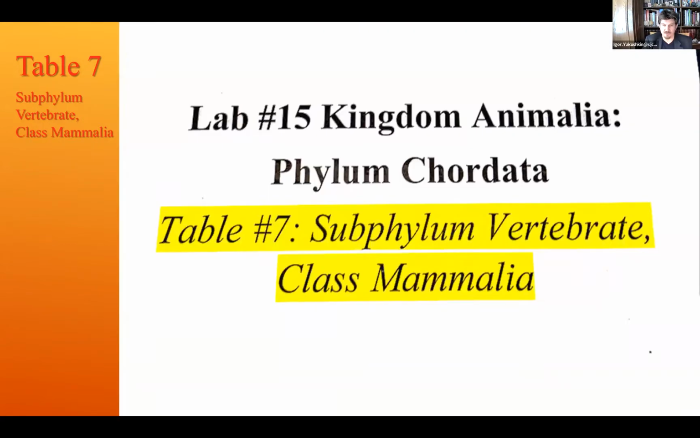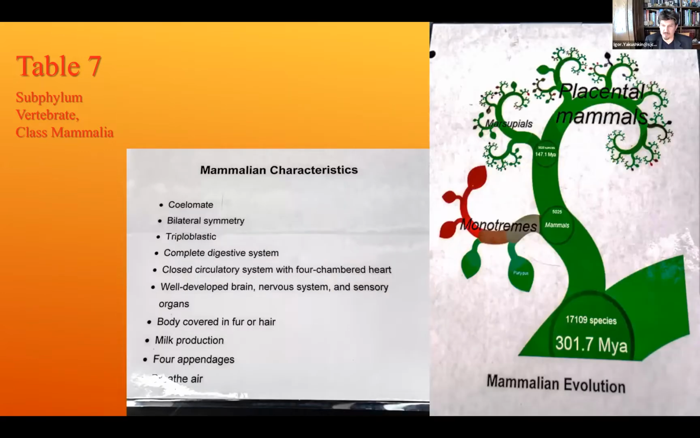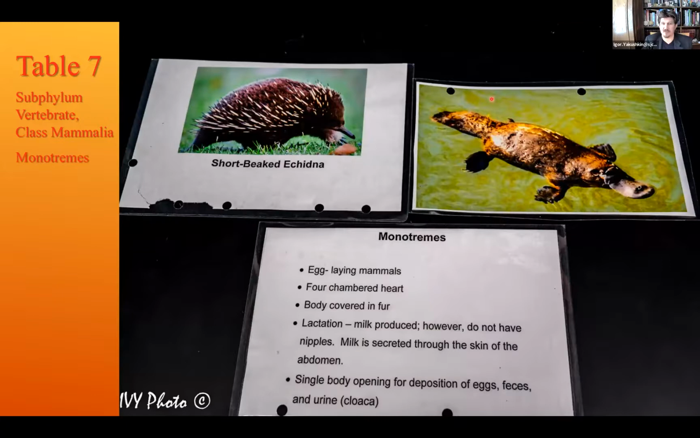So subphylum vertebrate, class Mammalia. So in this particular case, mammals, right? Here about 5,000 or so species. We have the monotremes, only a few species remain. Marsupials, not so many. The majority of the mammals you can think of, the rabbits, the mice, the elephants, the whales, all of them are pretty much placental. So here are the examples of the monotremes.